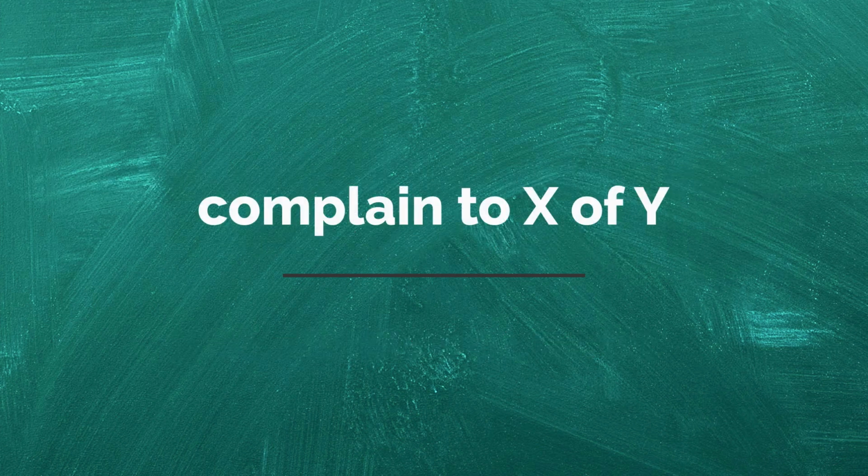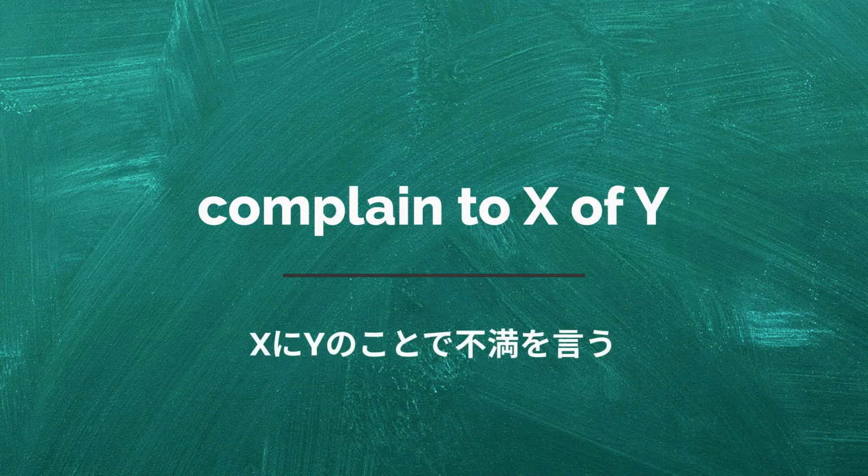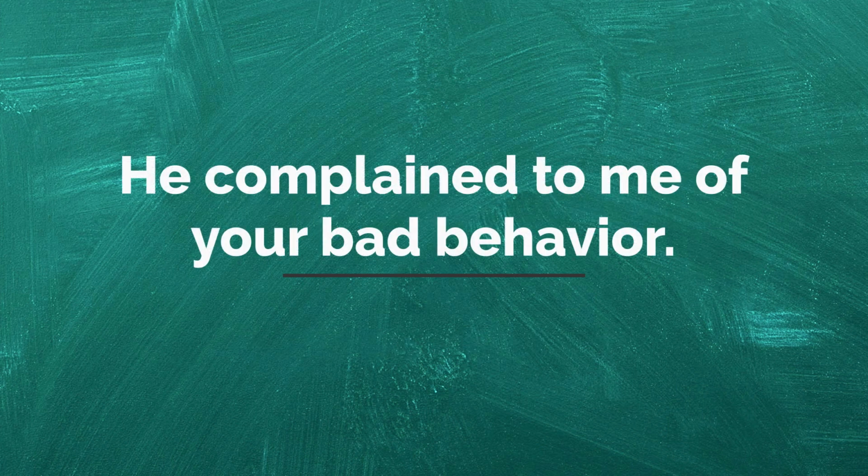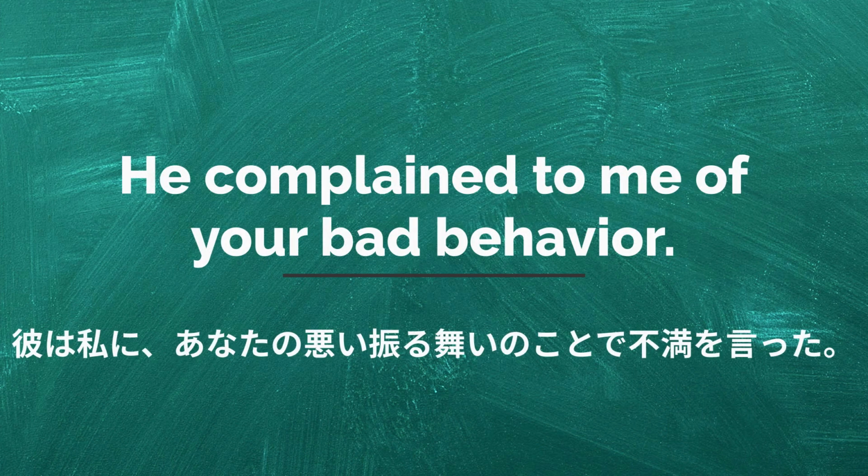Complain to X of Y. X に Y のことで不満を言う。 Complain to X of Y. He complained to me of your bad behavior. 彼は私にあなたの悪い振る舞いのことで不満を言った。 He complained to me of your bad behavior.